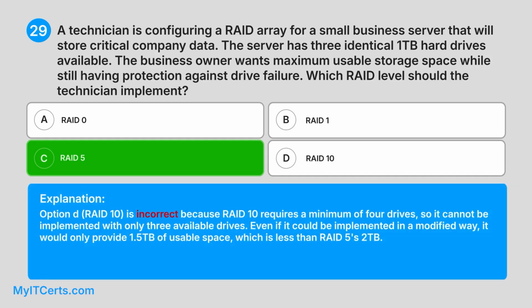Option D, RAID 10, is incorrect because RAID 10 requires a minimum of 4 drives, so it cannot be implemented with only 3 available drives. Even if it could be implemented in a modified way, it would only provide 1.5 TB of usable space, which is less than RAID 5's 2 TB.